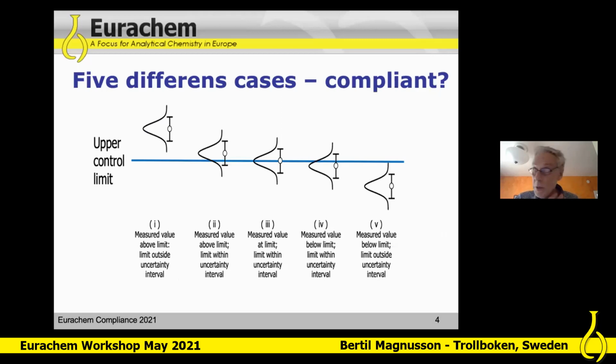And if we look at different cases, we have an upper limit in this case, and we can have 5 different cases. In the first case, where the value is well above the limit, and in the last case, where the value is well below the limit, this is not a discussion. These are already set. But the guide is concentrating on case 2, 3, and 4, where we actually don't know if the real or true value of the nickel release is above or below the limit.